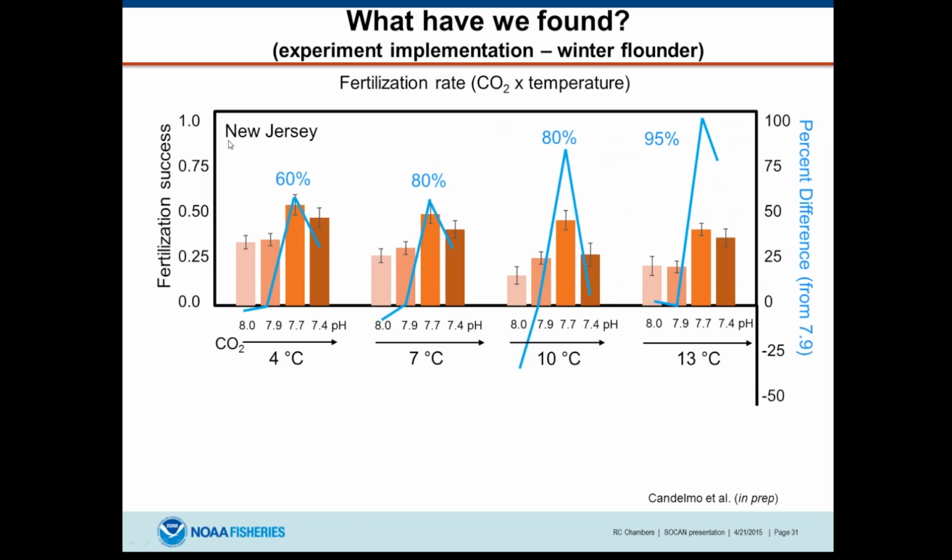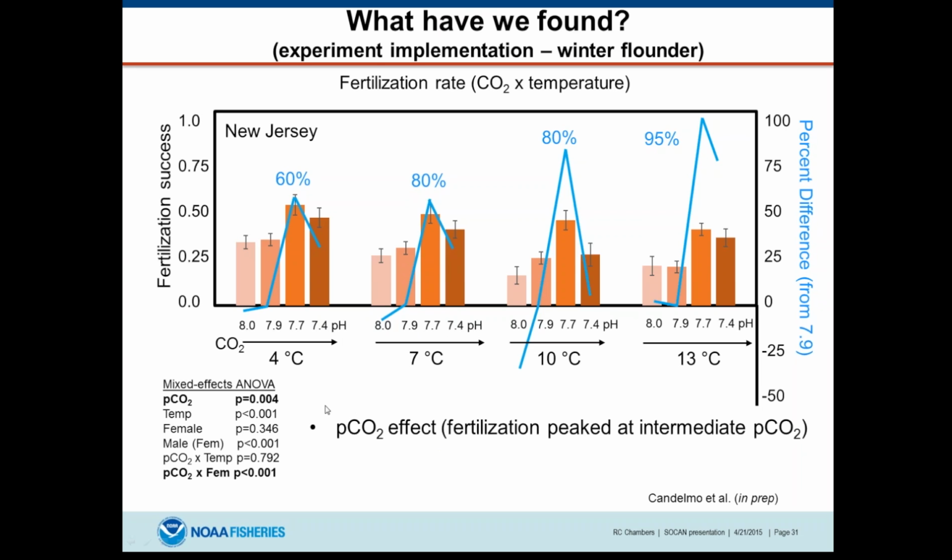The New Jersey winter flounder showed a pattern similar to the Massachusetts stock, as opposed to the summer flounder, in that fertilization rate increased in general with increasing CO2, decreasing pH, increasing acidity, with peak values at intermediate levels. Here's a summary of the ANOVA results. Here are the bullet points. Again, fertilization peaked at intermediate PCO2 values in the New Jersey winter flounder. There was a significant PCO2 by female interaction. So, a lot of data there.